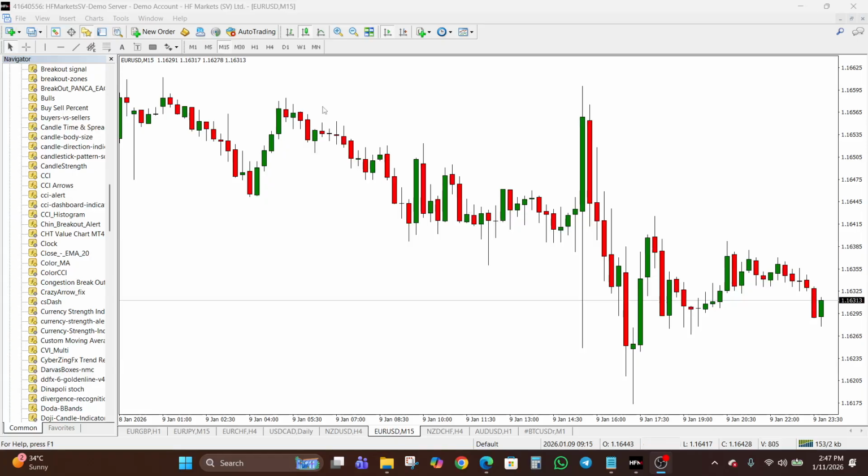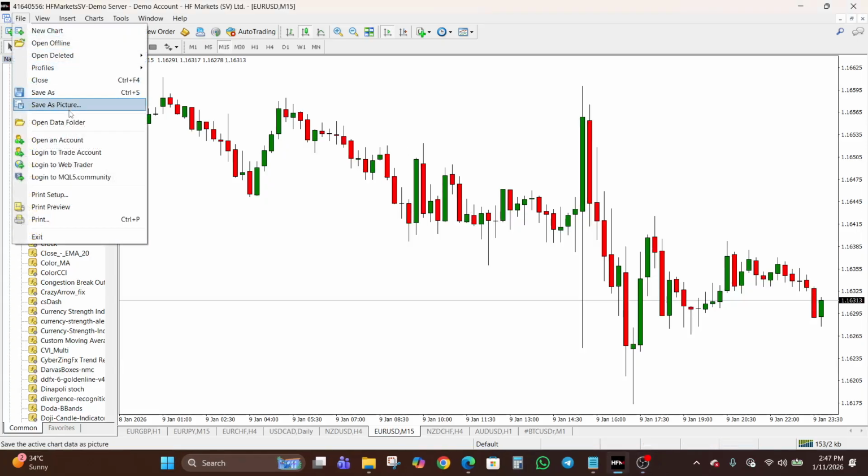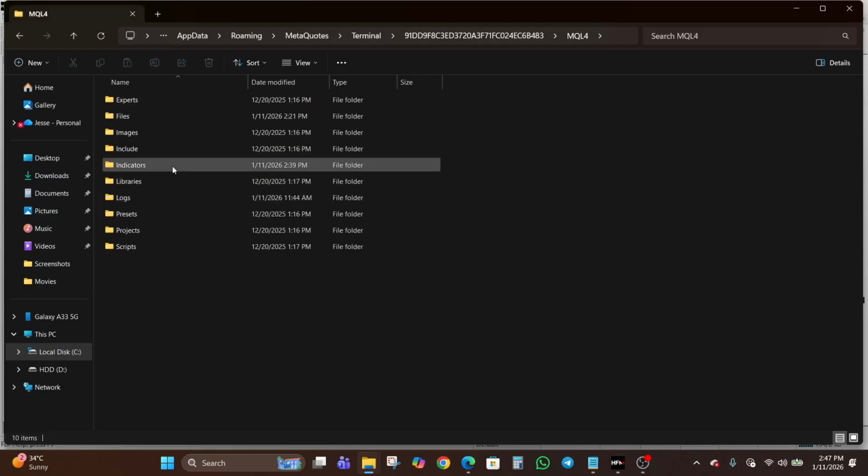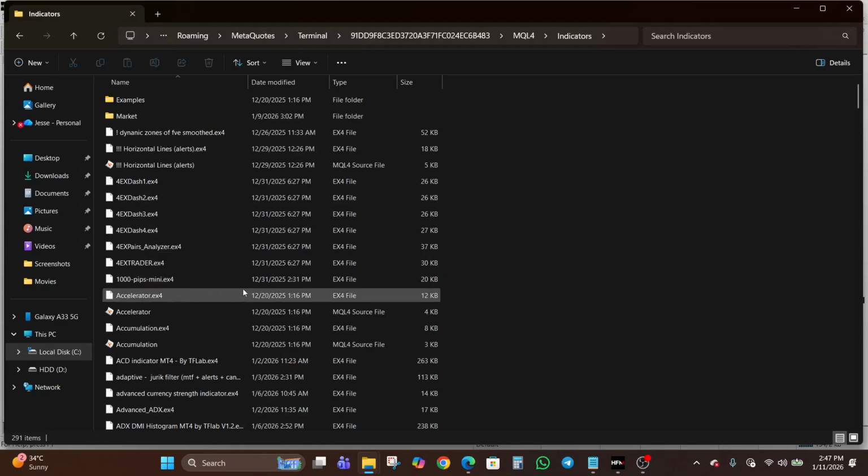After downloading the indicator, you head over to your file, open data folder, and then you navigate to MQL4, and from there you go to indicators, and then you paste the indicator file in here. Remember that you need to unpack the compressed file that you downloaded from the description below. Okay, after unpacking the compressed file, then you will need to pick out the ex4 file or mql4 file depending on the one that is there, and you paste it in here.